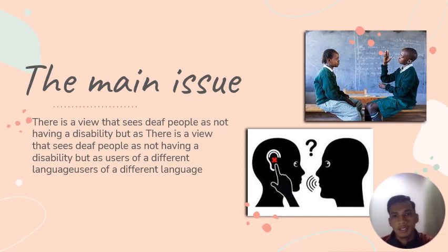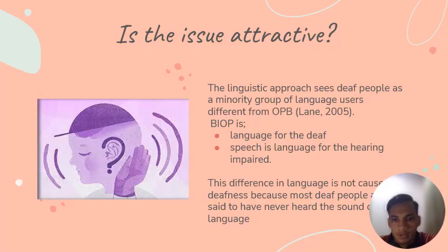Lately there has been a view that says deaf people do not have a disability but are users of a different language. This perspective is seen from a linguistic point of view, while from a medical perspective, deaf people are seen as disabled because they have a problem with their sense of hearing and are unable to speak.